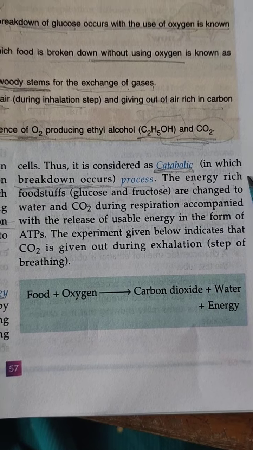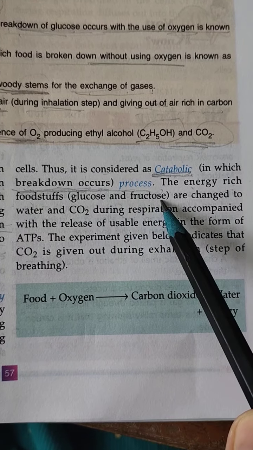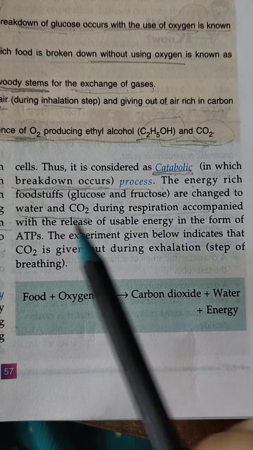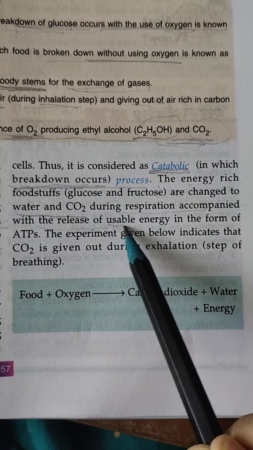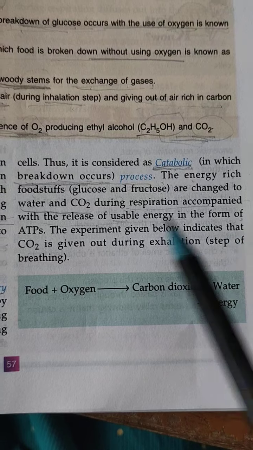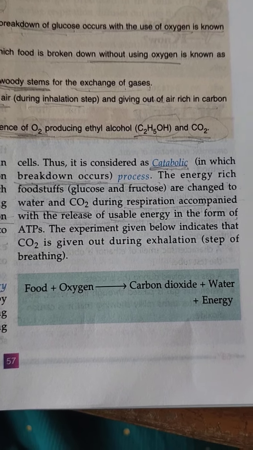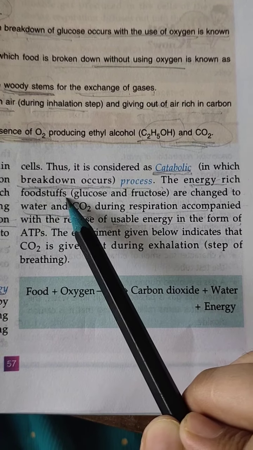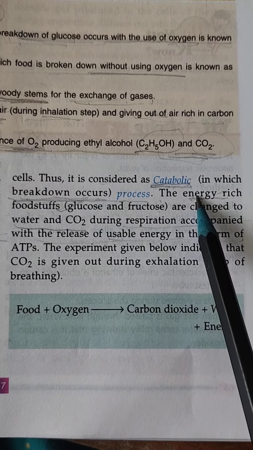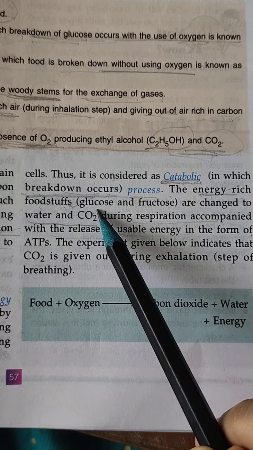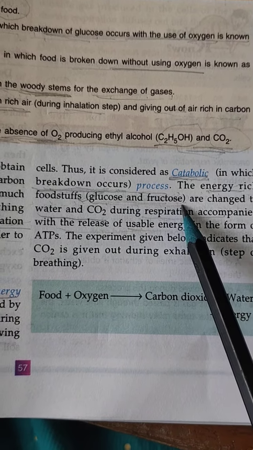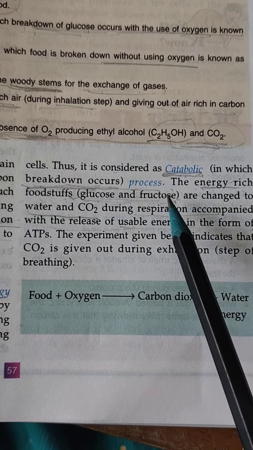The energy-rich foodstuffs, that is glucose and fructose, are changed to water and CO2 during respiration, accompanied with the release of usable energy in the form of ATPs. What happens? All the energy-rich foodstuff, we all know वी गेट एनर्जी फ्रॉम कार्बोहाइड्रेट्स. कार्बोहाइड्रेट कौन कौन से हैं? ग्लूकोज और फ्रक्टोज विच वी गेट फ्रॉम फूड. फूड से हमें ग्लूकोज और फ्रक्टोज मिलते हैं, दैट आर कार्बोहाइड्रेट.